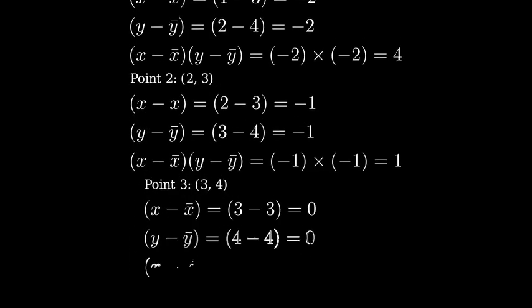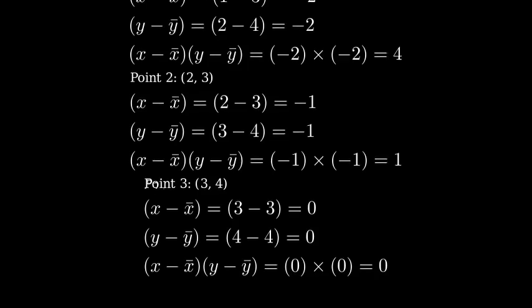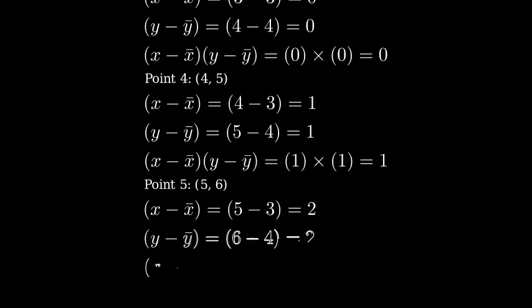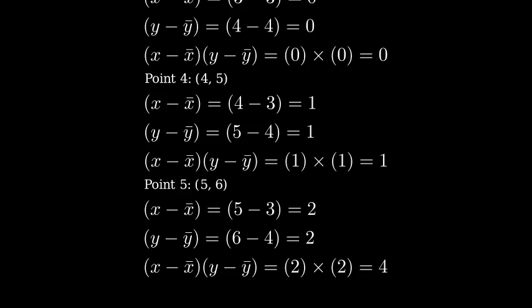For the third point, (3, 4), this is exactly at both means, so both deviations are 0. The product is 0 times 0 equals 0. For the fourth point, (4, 5), x is 1 more than the mean, and y is 1 more than the mean. The product is 1 times 1 equals 1. For the fifth point, (5, 6), x is 2 more than the mean, and y is 2 more than the mean. The product is 2 times 2 equals 4.